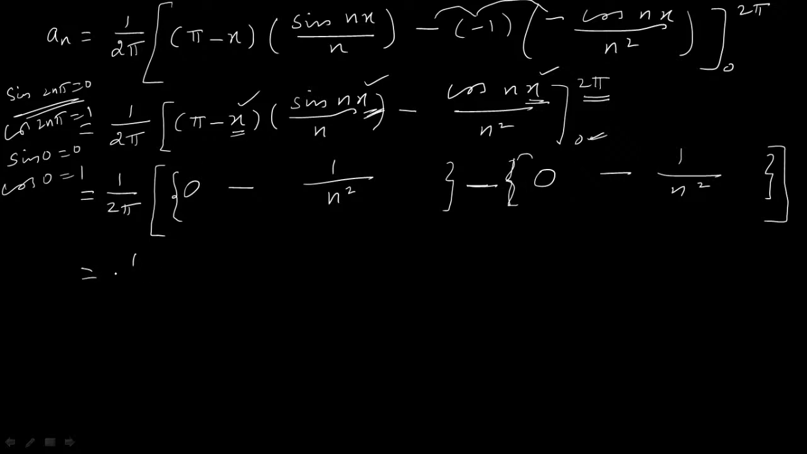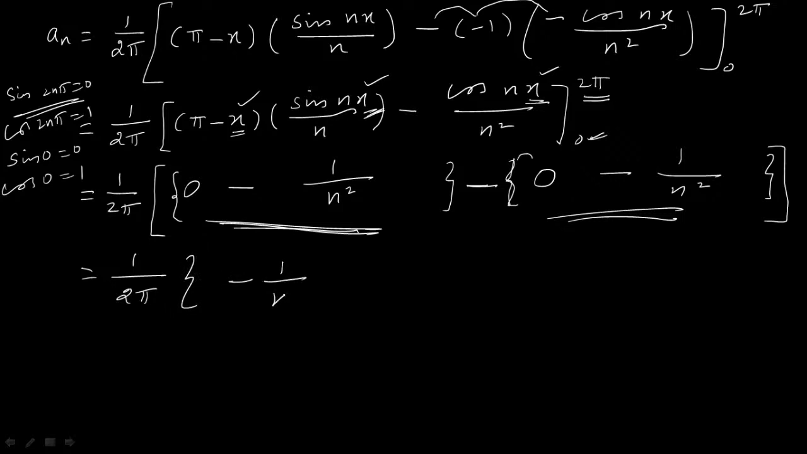That is equal to 1 by 2 pi. In the upper limit, this is your upper limit minus lower limit, isn't it? So you have minus 1 by n square. Here you have minus, so these two minus become plus. That's why I told you to put a big parenthesis, upper limit, minus, within a separate parenthesis the lower limit. These two are separated by two separate parentheses.